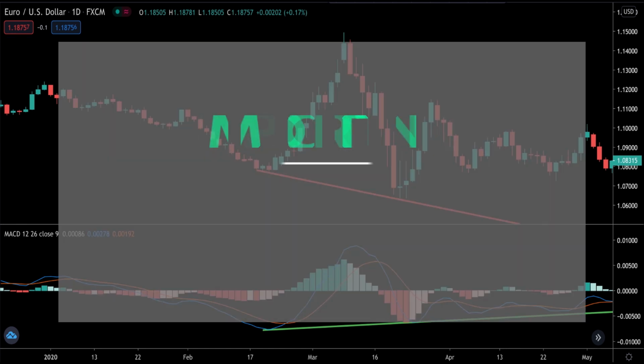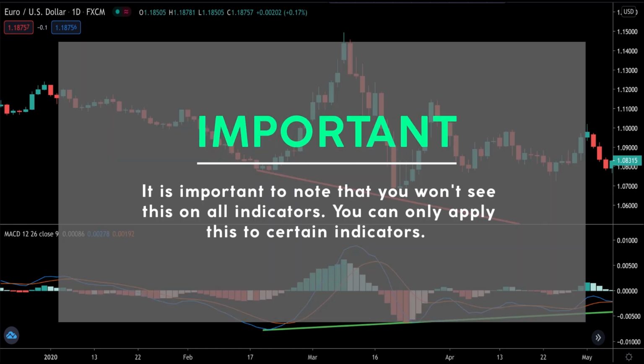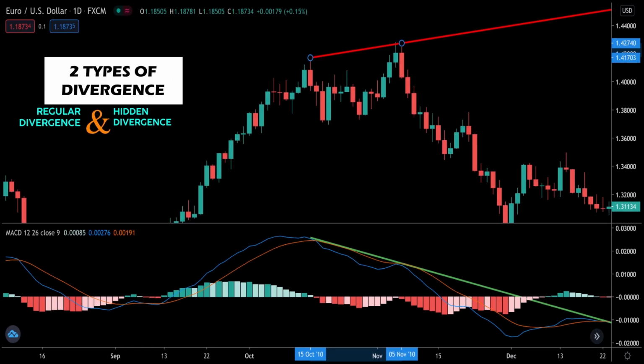It is important to note that you won't see this on all indicators. You can only apply this to certain indicators. And I'll show you a couple of them later on in this video. So keep watching. There are two forms of divergence: regular divergence and hidden divergence.